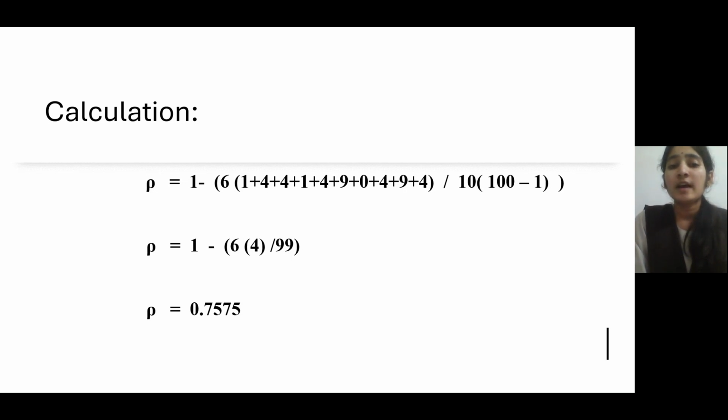If I consider 6 into 40 by 10 into 10 square minus 1, here 10 is nothing but the n value, the number of individuals or number of data given. If I calculate this, I'll get the rho value 0.7575. As I said earlier, the rho value always lies between -1 and 1. So this is how we find Spearman's rank correlation coefficient. Thank you.